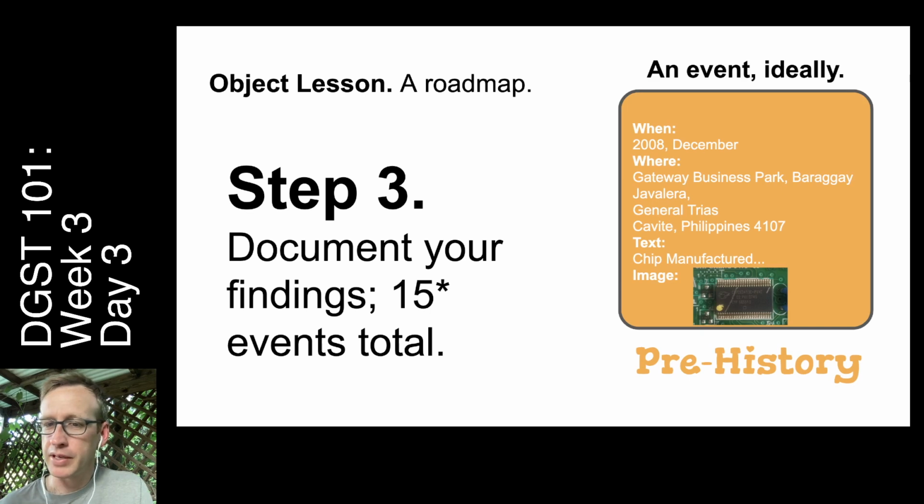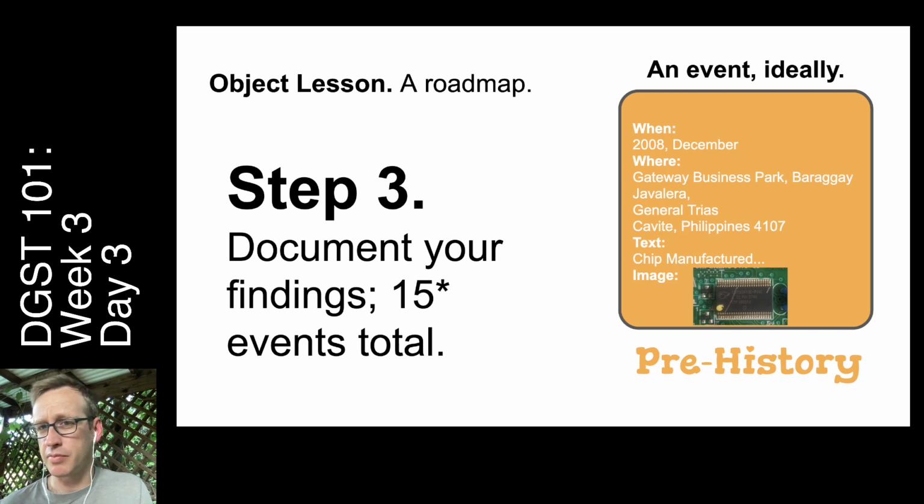this is an example of an event you might find. So this is a chip, and by looking at some information on this particular chip, actually not that chip but a different chip, I was able to determine that this was made in December 2008. This was probably made at this particular business park in the Philippines. And the event is, this chip was made. This chip was made sometime before the object in question.